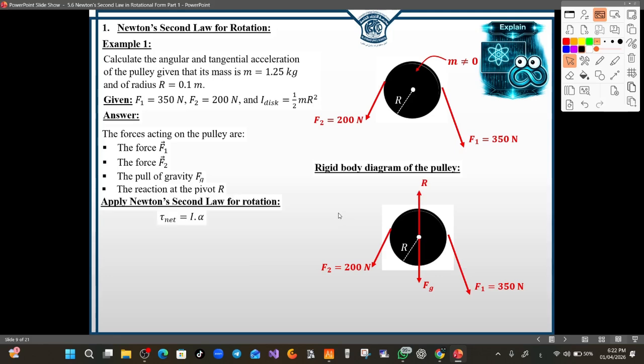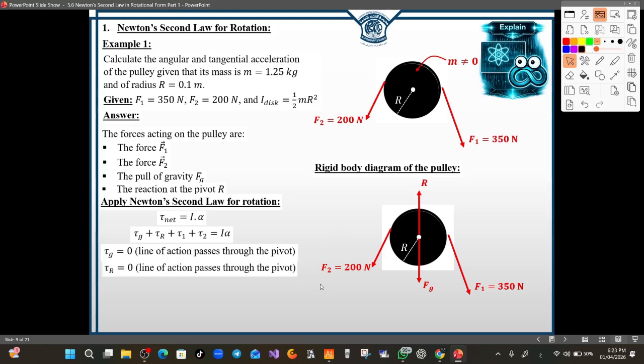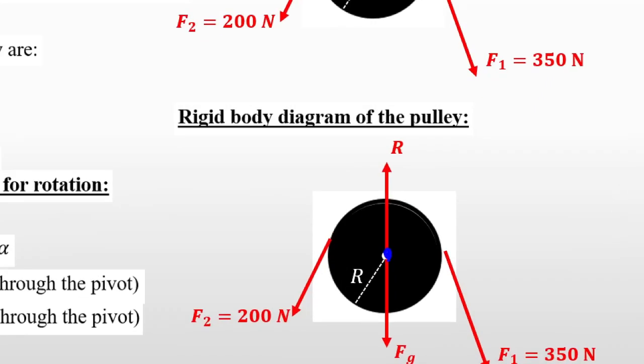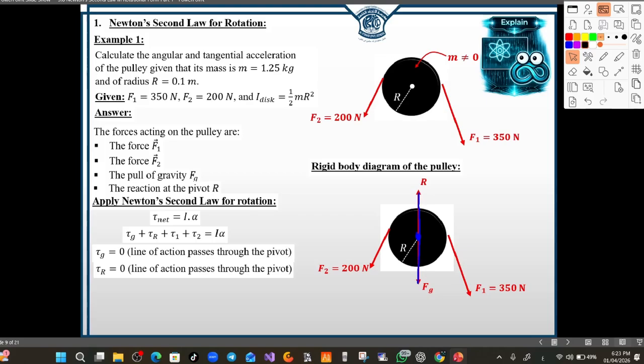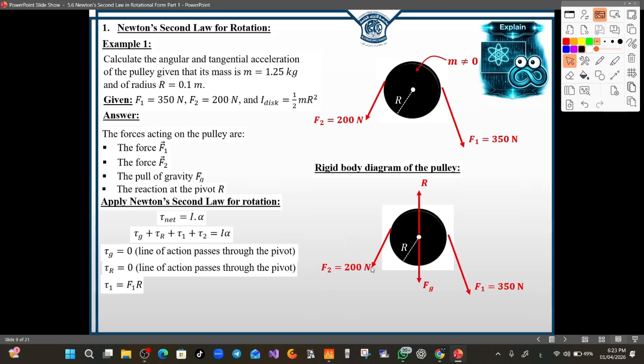Tau net is equal to I alpha. So we have the torque due to gravity, the torque of the reaction, the torque of the first force, and the second force. However, the torque of gravity and the torque due to the reaction are equal to 0, since in both cases the line of action of each of these forces passes through the pivot. So we just need to calculate the torque due to the forces F1 and F2.